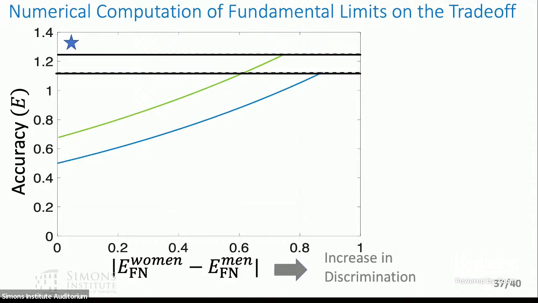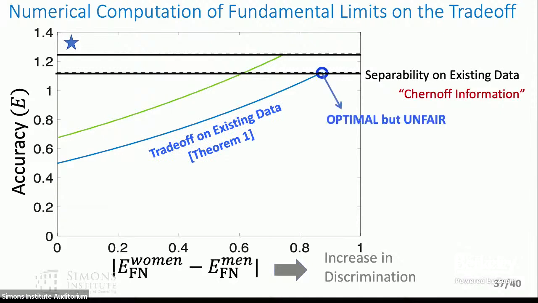And we introduce this concept of separability, which uses Chernoff information, which quantifies the best possible accuracy exponent that you can get for a particular group. So then we're able to compute these kinds of trade-offs, where the optimal but unfair classifier would be over here. And the fair but suboptimal classifiers would be somewhere over there.